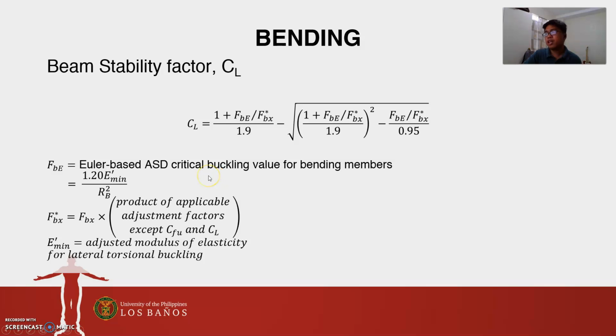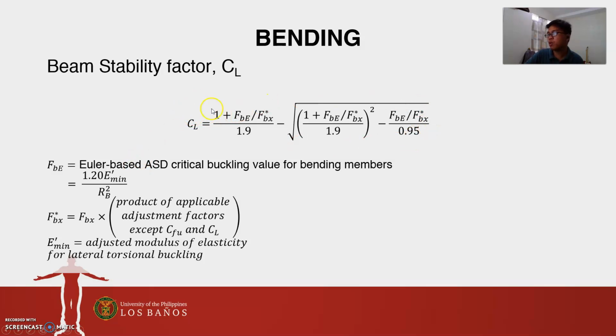And then next, if we have RB, we can use that to get FBE, which is the Euler-based critical buckling value for bending members. What that means is that this is the value, or this is the stress, at which buckling occurs. Okay? It's the limiting stress, which is a function of E prime mean, the adjusted design value for E mean, over RB squared. Okay? And if we have FBE, we can solve for CL.